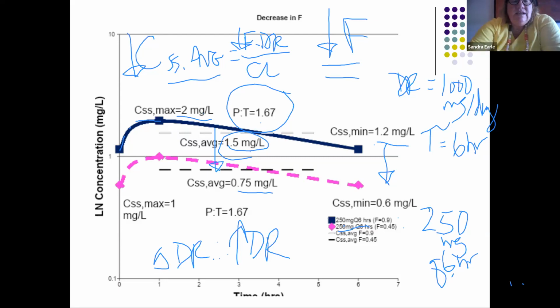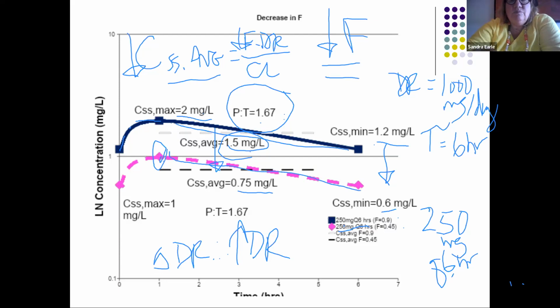So when we have that decrease in bioavailability, we now have, I can't see what the Cmax is here, but it should be 1 milligram per liter. So it's right on the 1. So it's 1 milligram per liter, and the CSS min is 0.6. So again, the peak to trough ratio is still 1.67, which is what we would expect. We would expect the peak to trough ratio to stay the same. We haven't changed the slope.